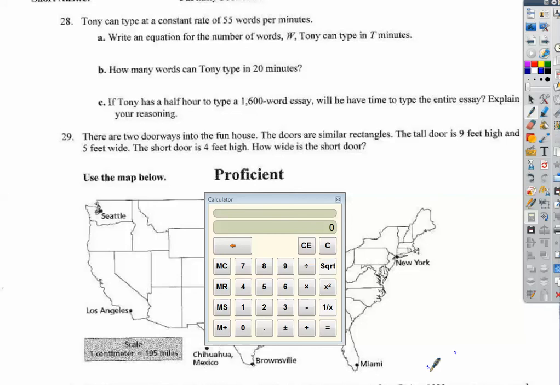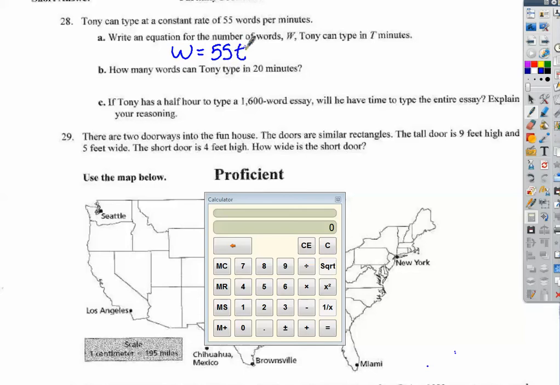All right, number 28. On to the constructed response questions. Tony can type at a constant rate of 55 words per minute. I'll write an equation for the number of words W Tony can type in T minutes. Well, the words he can type is equal to his rate per minute times how long he's doing it.